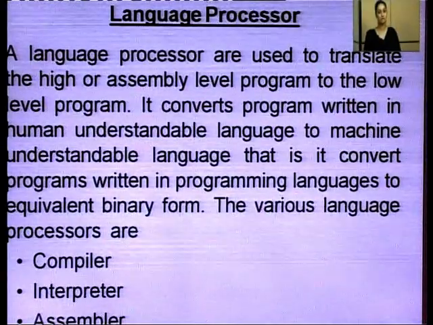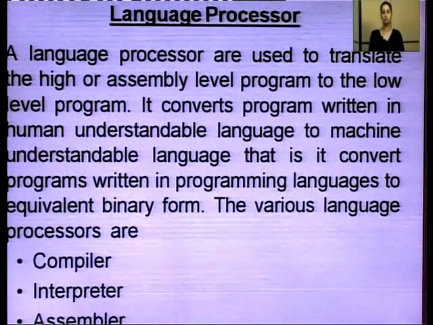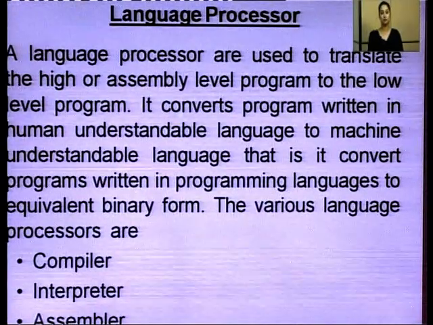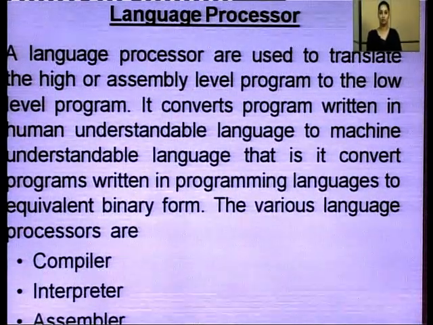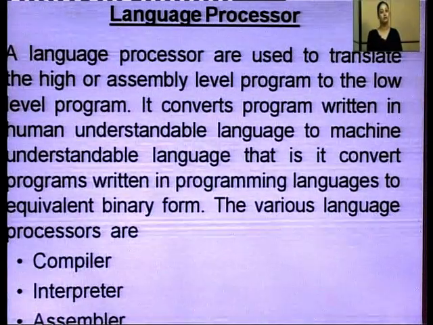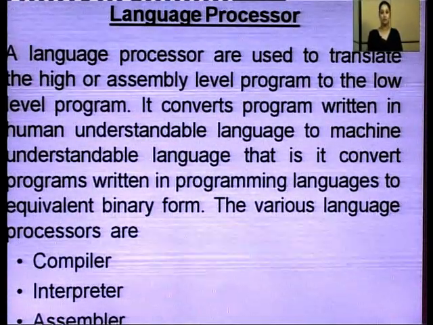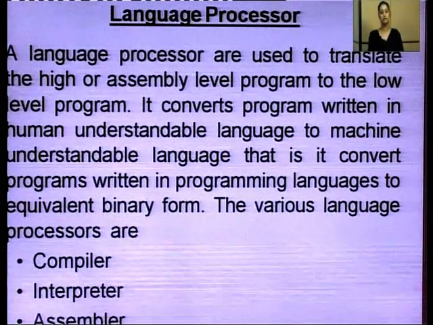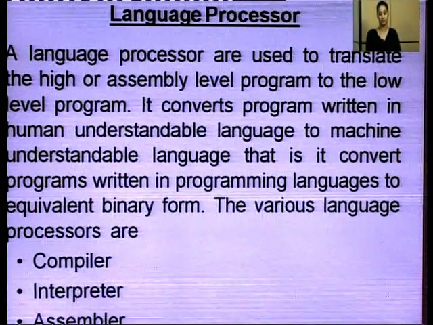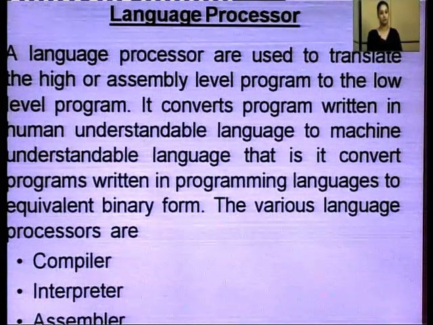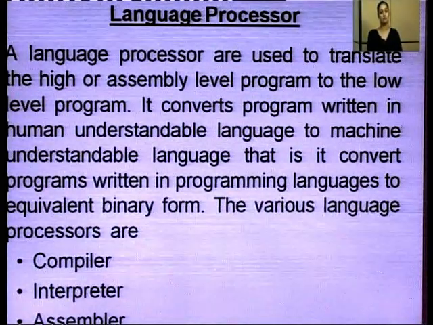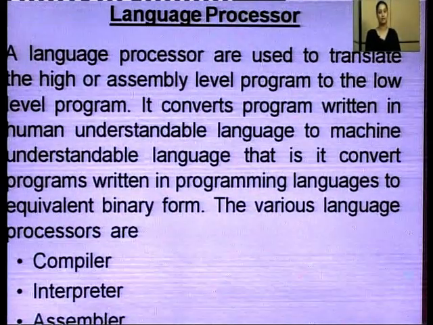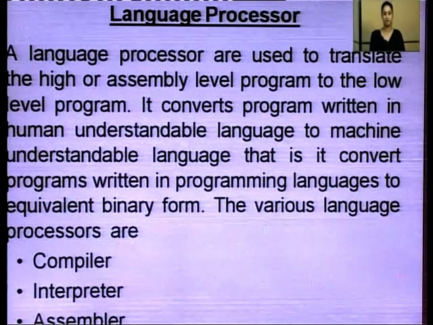Now the language processor. A language processor is used to translate a high level language program or an assembly level language program to a low level program. It converts the program written in a human understandable language, that is a program written in any programming language like C or Java or VB.